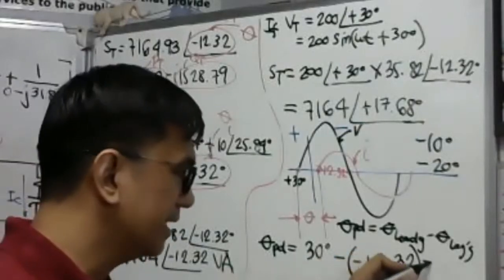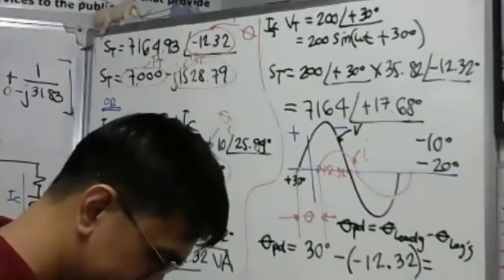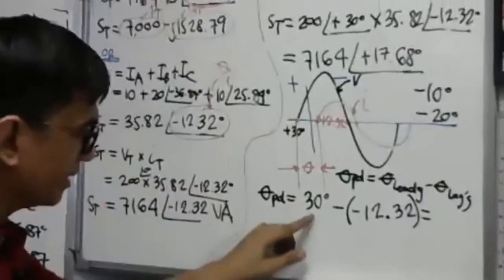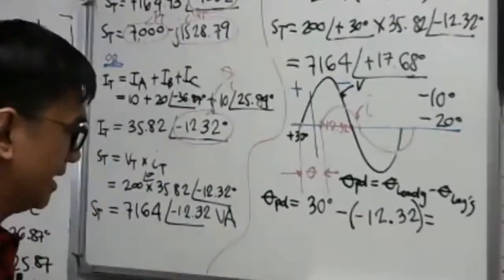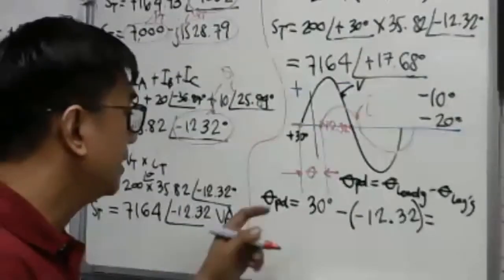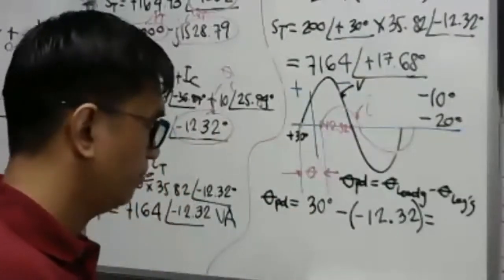What is our angle here? If this is 30 minus, that will become plus, right? So, that will become 42.32.